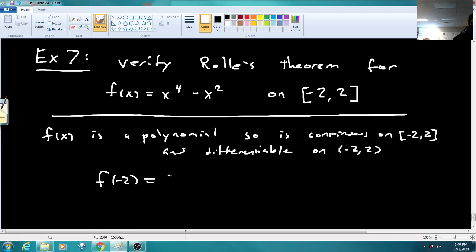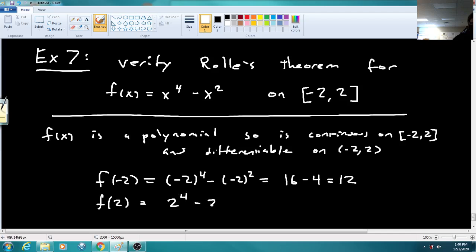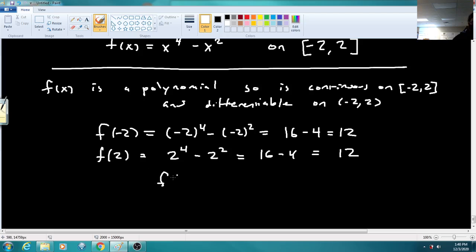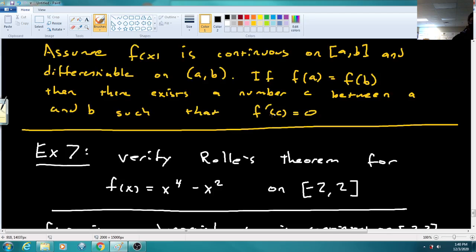F of -2 equals -2 to the fourth minus -2 squared, which is 16 minus 4, which is 12. F of positive 2 equals 2 to the fourth minus 2 squared, which is 16 minus 4, which is also equal to 12. So we have f of -2 equals f of positive 2. And therefore, there will exist a c such that the first derivative is 0, and that c value will be between -2 and 2.